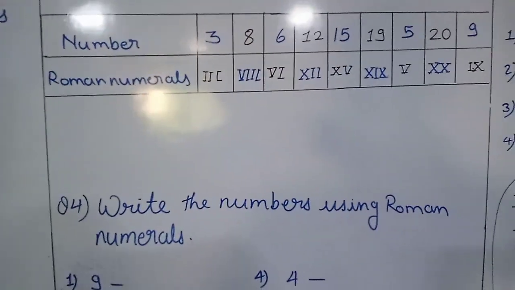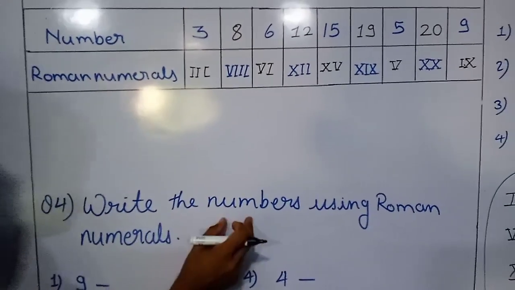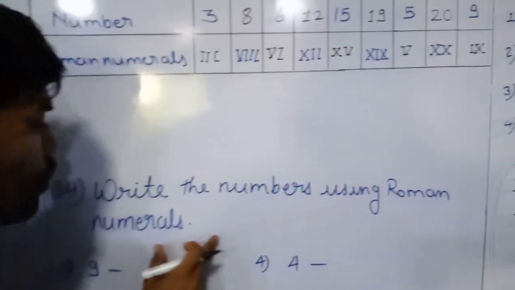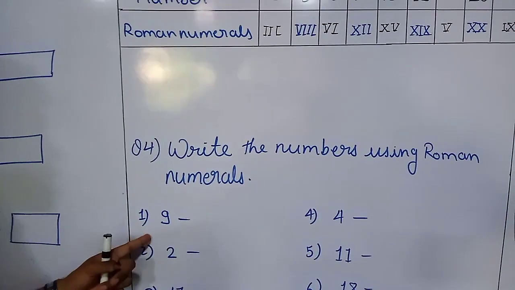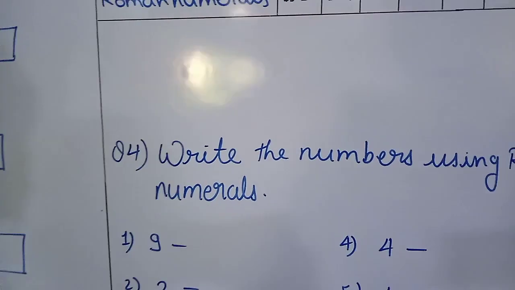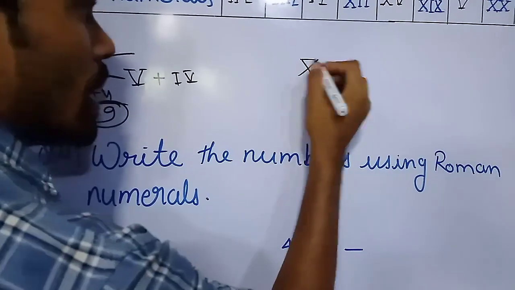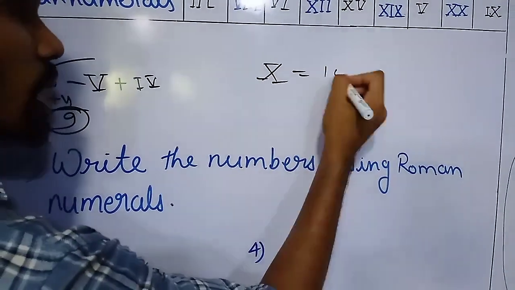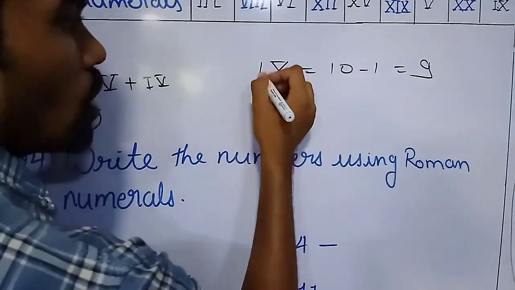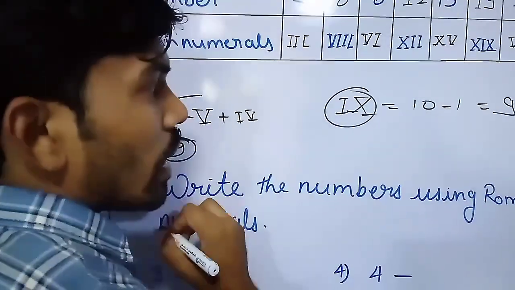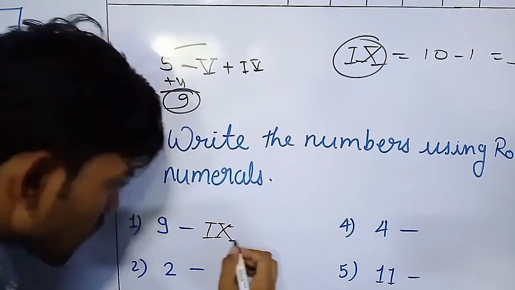Now proceed to question number 4. Write the numbers using Roman numerals. In the same way, we are going to solve these. We have the international numeral and we are going to convert that into Roman numerals. 9: we get X for the value of 10, and if you subtract 1, we get 9. So on the left side I, IX. So the value of 9 is IX.